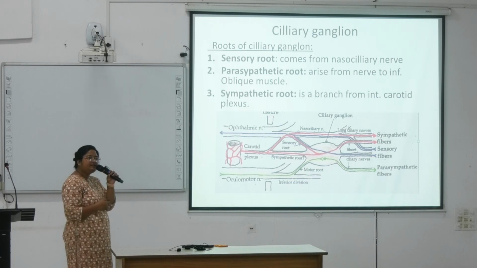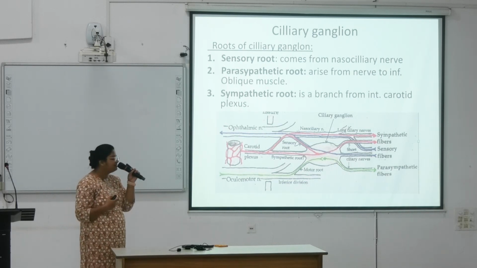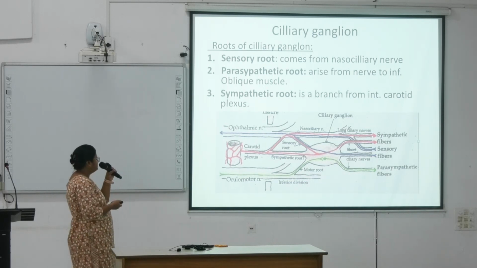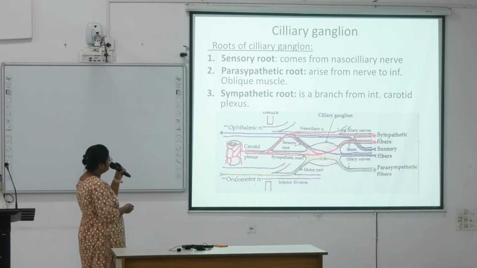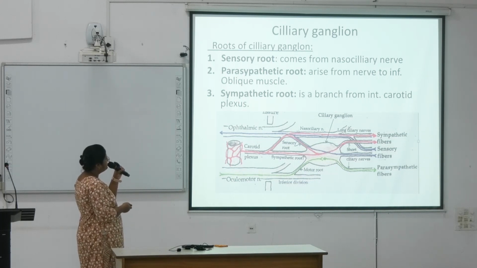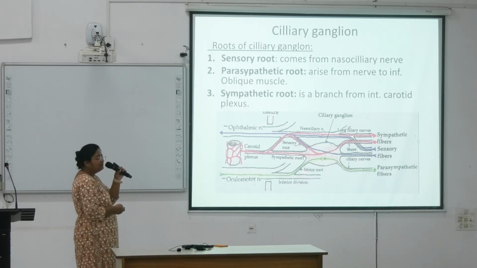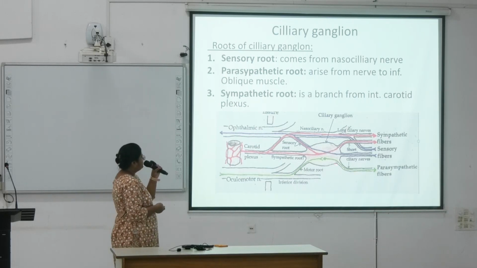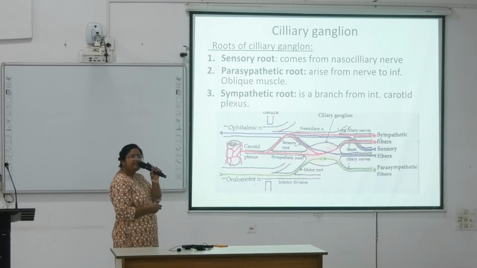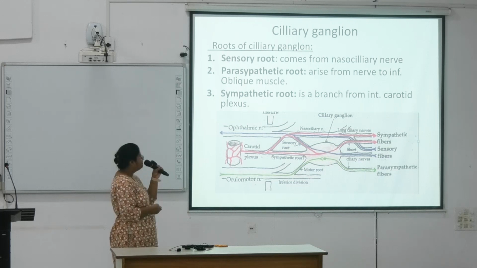Around the internal carotid artery, it is forming a plexus. So here this is showing the parasympathetic fibers. Okay, the red one is the sympathetic fibers and the blue one is the sensory fibers. All those fibers are lying within this ganglion. And for the parasympathetic, it is a relay center. The ciliary ganglion is a relay center for parasympathetic nerves.